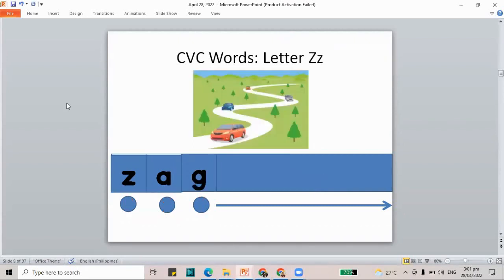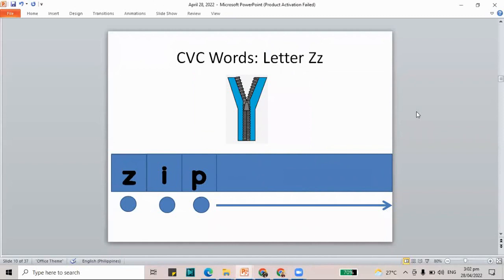Z-A-P, zap. Next one, the road is not straight, it zigzags, zag, zag. We have the letters Z-A-G, zag. Let's spell it out again, Z-A-G, zag. Next one is zip. You have the zipper and you need to zip it closed. Zip. We have the letters Z, I, and letter P. Z, I, P. Zip.